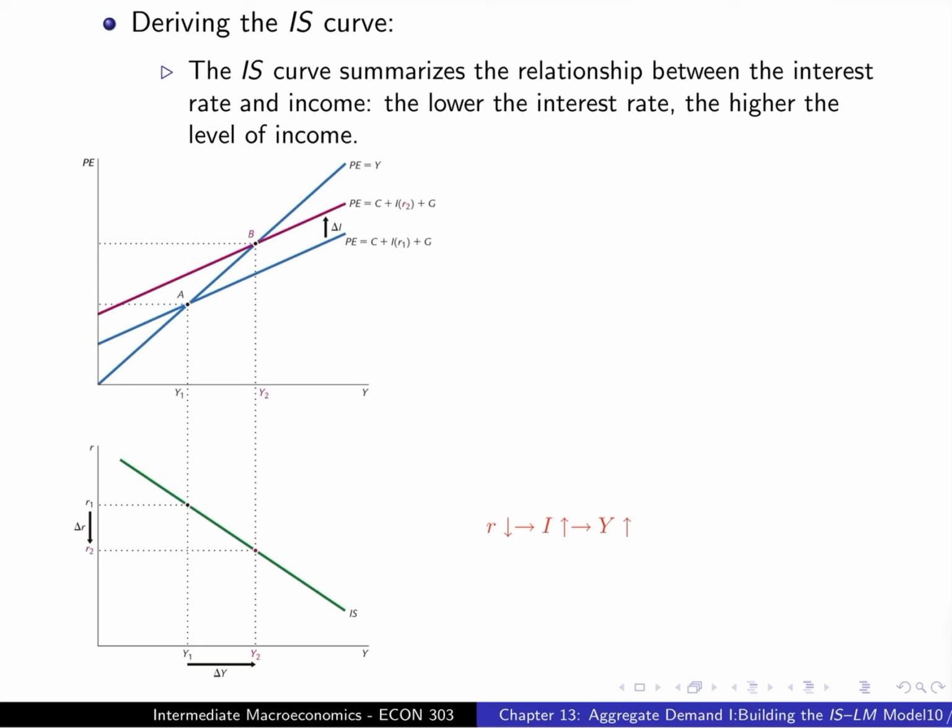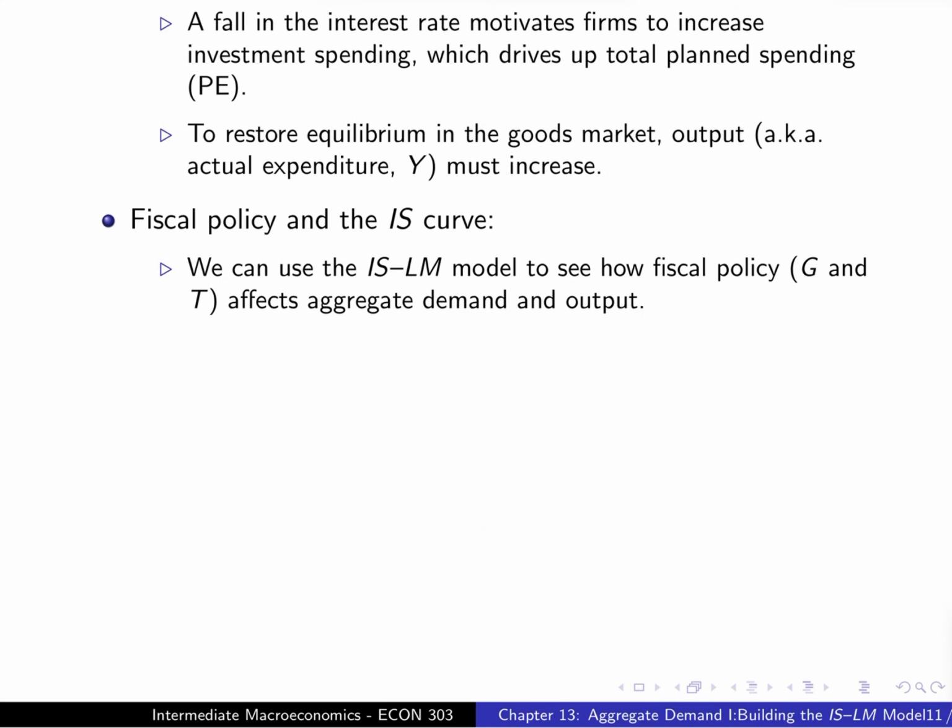After all, the IS curve slopes downward because a lower interest rate boosts investment and output. When the interest rate falls, firms increase investment. This raises planned expenditure, which leads to higher output Y to restore goods market equilibrium.